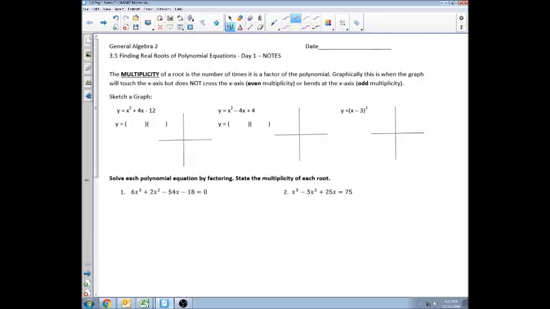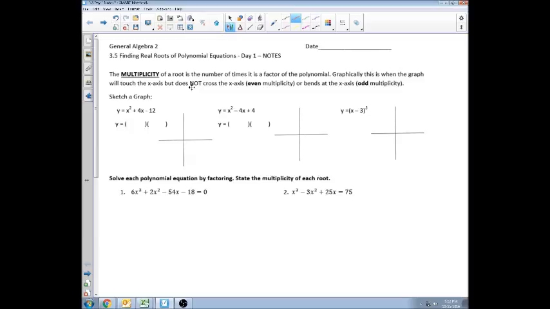Multiplicity of a root is the number of times it is a factor of the polynomial. Graphically, this is when the graph will touch the x-axis but does not cross the x-axis. That would be even multiplicity, or it bends at the x-axis. That is odd multiplicity. When it says it does not cross the x-axis, that's when the same x-intercept would have a multiplicity more than one time.